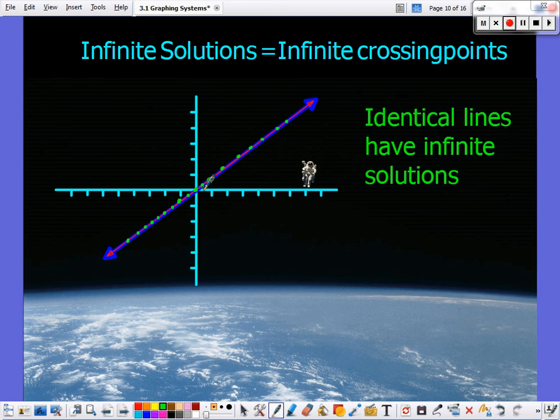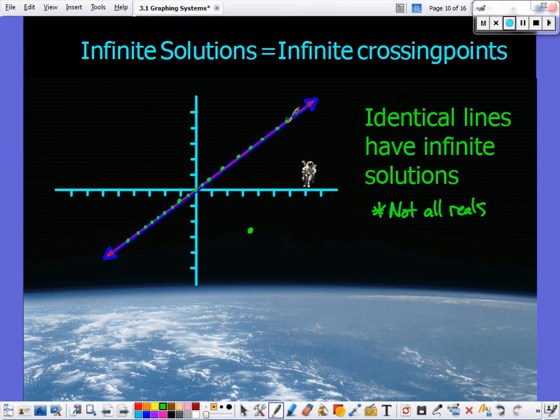Now, it's not all reals. Don't fall into that trap. Not all reals, because this dot right here isn't a solution. So there's an infinite number of solutions, but it's not every ordered pair. We've got to be careful of that. It has to be a very specific type of ordered pair. And so we'll talk about how to write those.